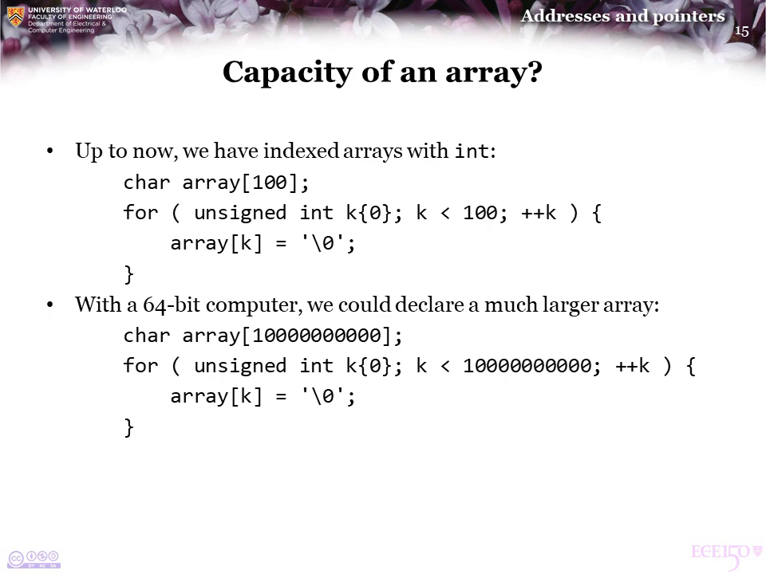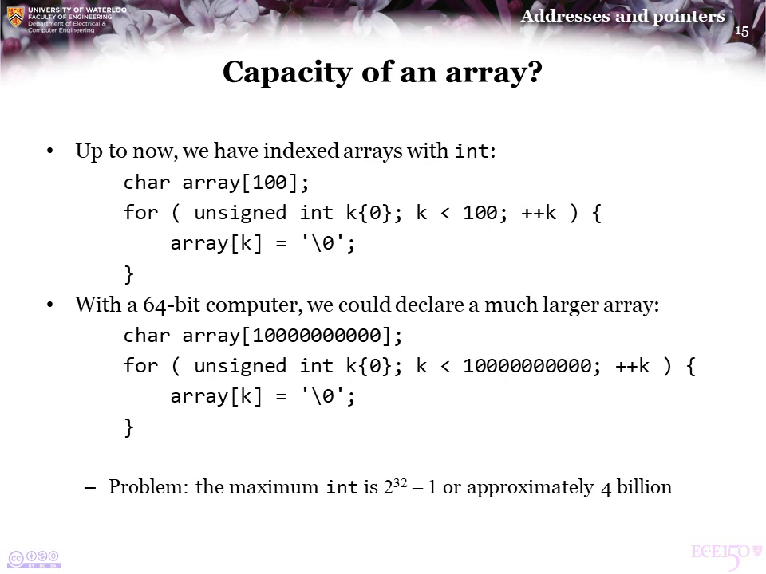There's a small problem here. The maximum unsigned int is 2 to the 32 minus 1, or approximately 4 billion. So all of a sudden, we cannot index into this array with the type unsigned int. We would actually require type unsigned long, or if you're using the Microsoft compiler, unsigned long long.